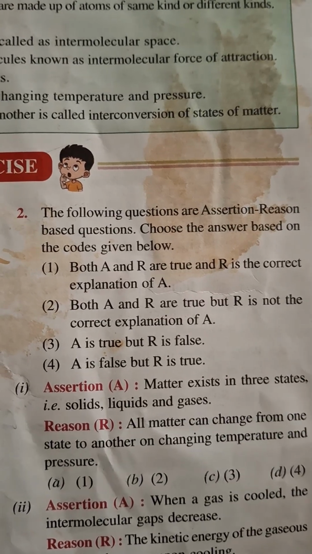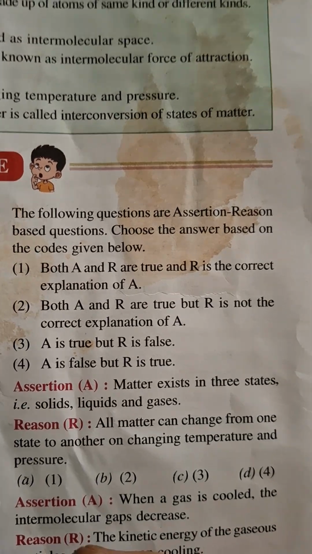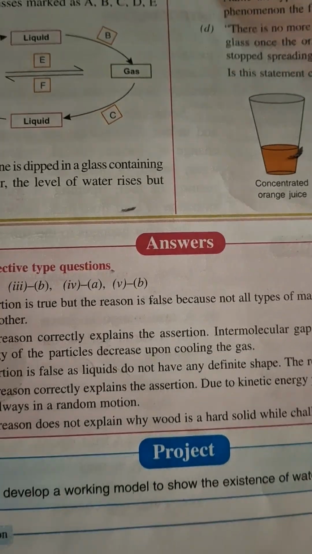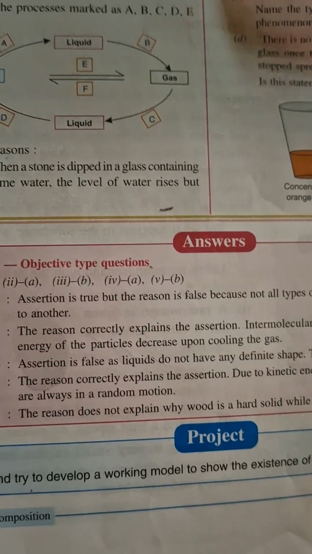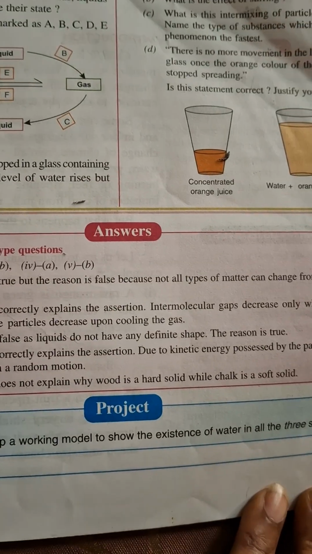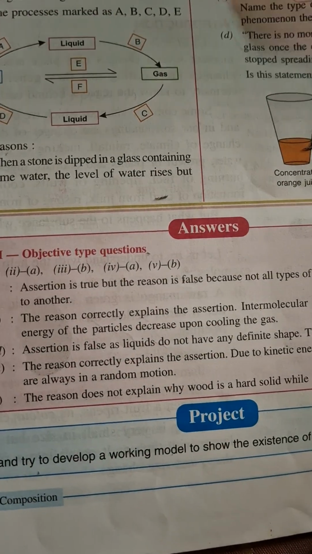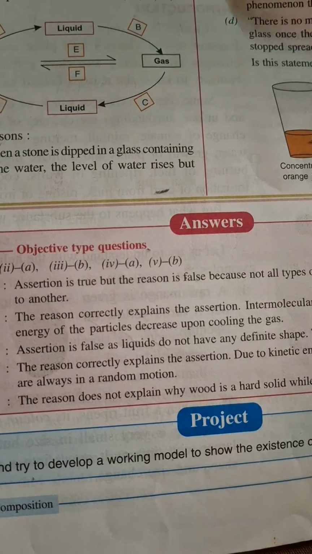Okay, so here option 1 is right. Both A and R are true, and R is the correct explanation of A. Yes, particles. Here it says that the reason correctly explains the assertion, due to the kinetic energy possessed by the particles. They are always in random motion.